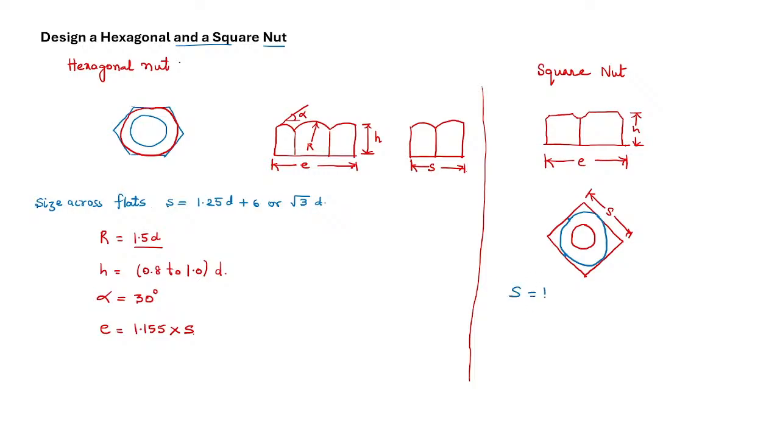So S here will be 1.5 times of D plus 3 mm, and E will be equal to root 2 times of S, and H will be equal to 0.8 to 1 times of D, and chamfer angle, this is alpha, will be equal to 30 degrees. So this is about the empirical relations for the different dimensions of the nut. As well, for the hexagonal nut we have done it, and for the square nut also it is being done.